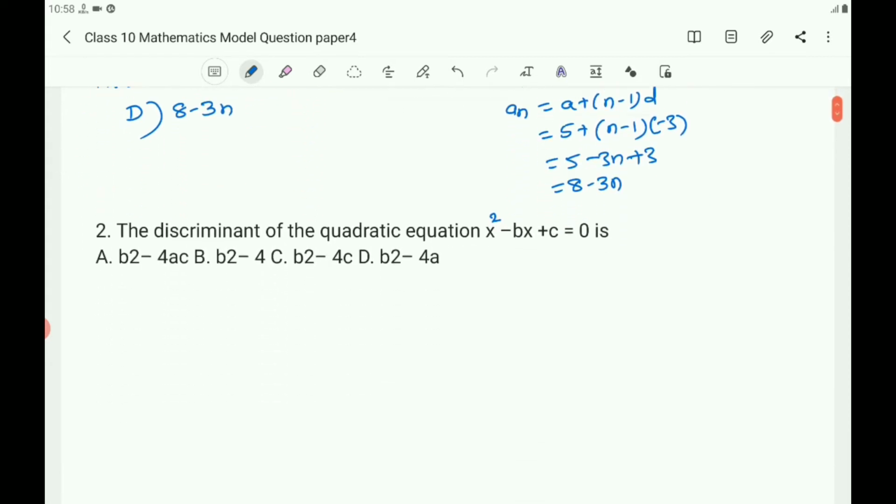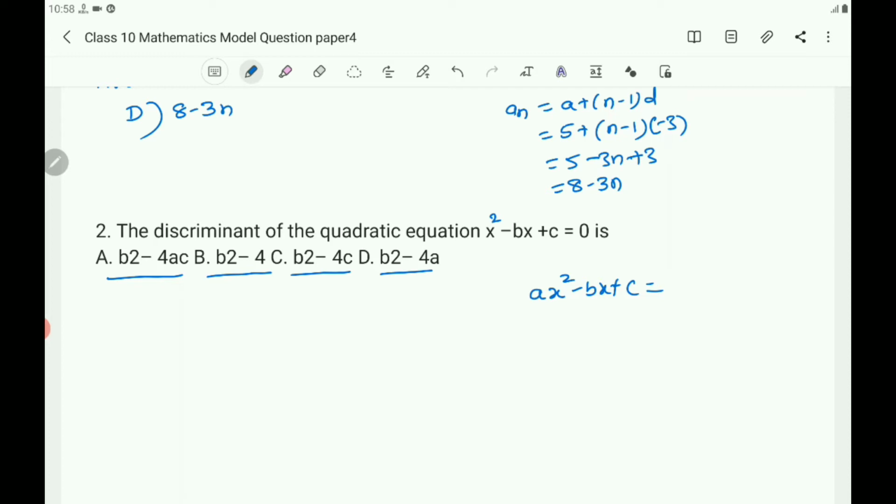Now you take the second question. The discriminant of the quadratic equation x square minus bx plus c equals 0 is: the options are A, b square minus 4ac, B, b square minus 4, C, b square minus 4c, D, b square minus 4a. Now here, ax square plus bx plus c equals 0 is the standard form of the quadratic equation.